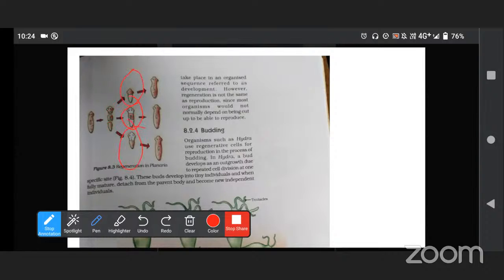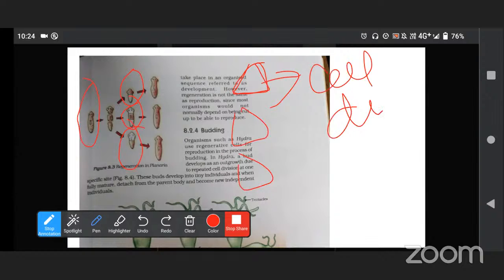So now, whenever it divides into different parts, each and every part starts to divide. That means their cell division starts. Each and every part's cell division starts. And that is the reason from this cell division a new individual will start to grow, and this process is known as regeneration. So regeneration simply means what?